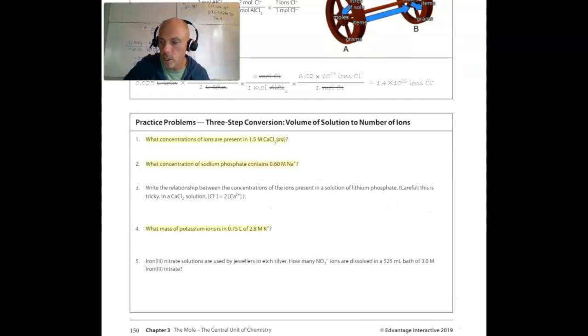So I've flipped the page. I'm now on 158 of the ebook, and I plan to do practice problems 1, 2, and 4 with you on my whiteboard. And after we're done with those, that will be the end of our lecture today.